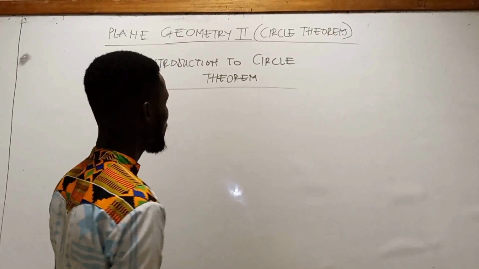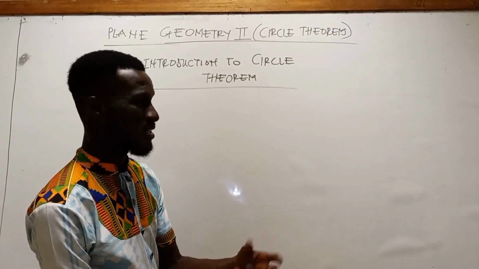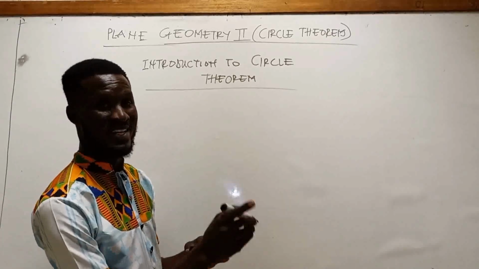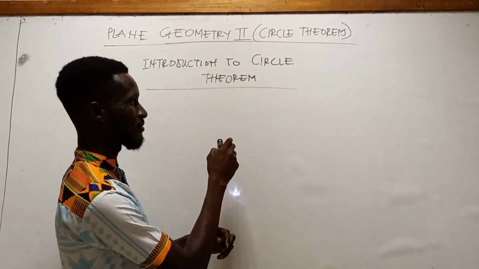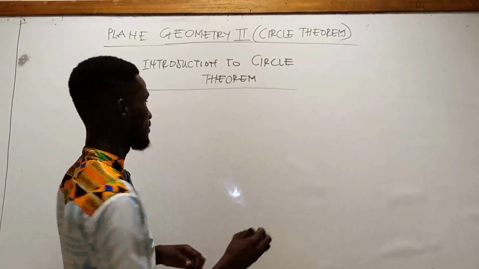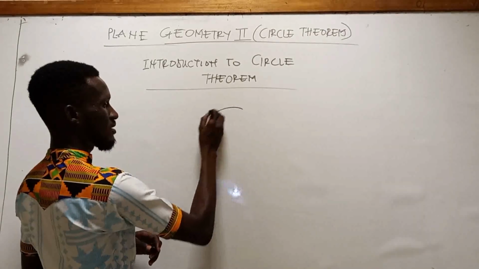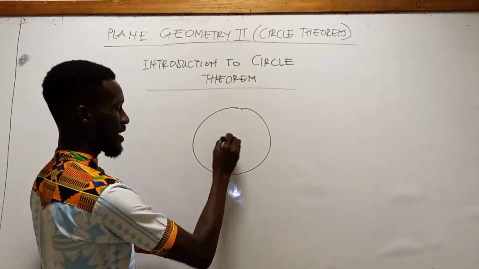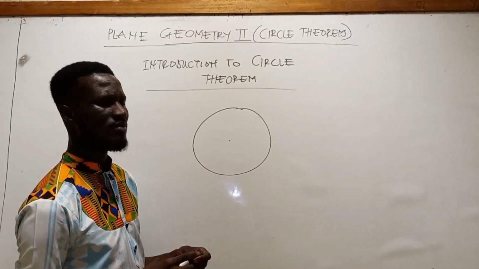Now, let's talk about a circle. There are some parts of a circle we are going to need in this circle theorem. Follow me closely. So this is a circle, and this is the center of the circle.